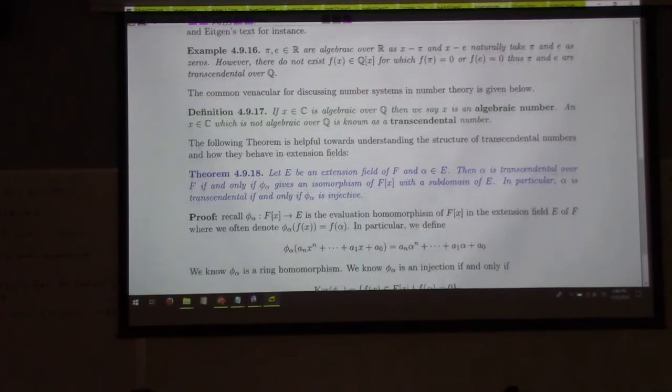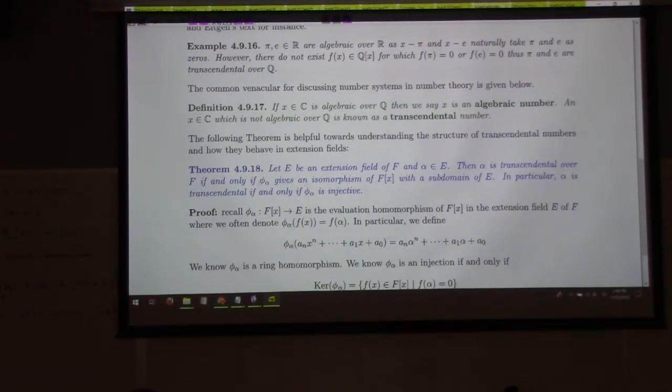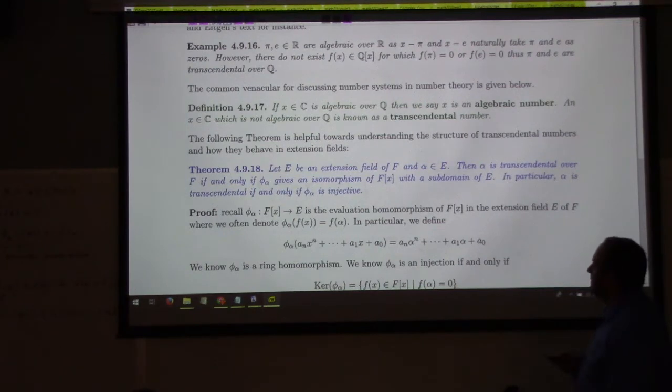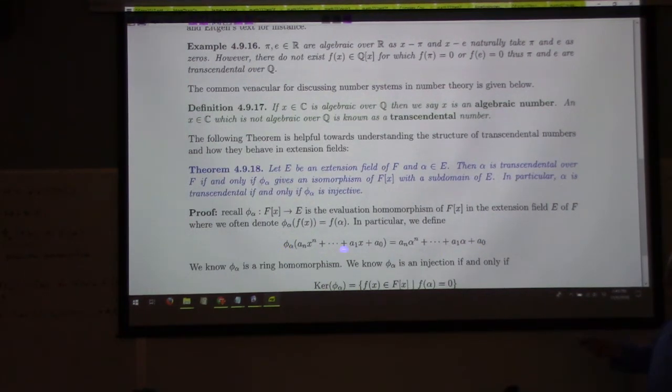And with a theorem, it says that if E is an extension field of F and alpha is in E, then alpha is transcendental over F if and only if the evaluation homomorphism gives an isomorphism of polynomials over the field with a subdomain of E. And here's the evaluation map. It's this, right? And it's simple enough to prove that this is a homomorphism, all right? And great, so it's a homomorphism. This phi alpha is a homomorphism from polynomials to the extension field E, right?